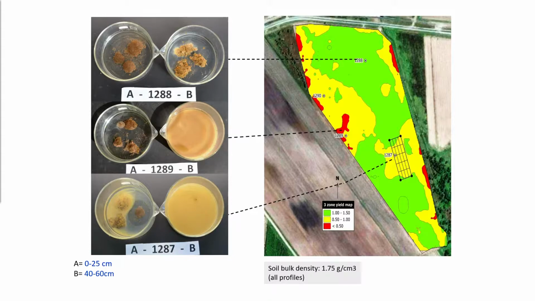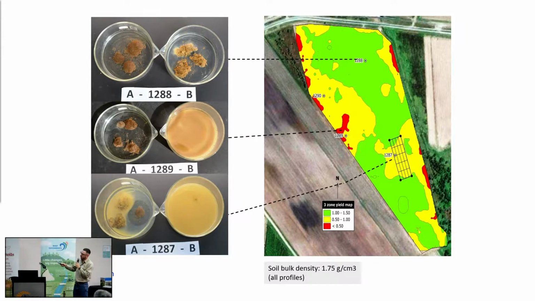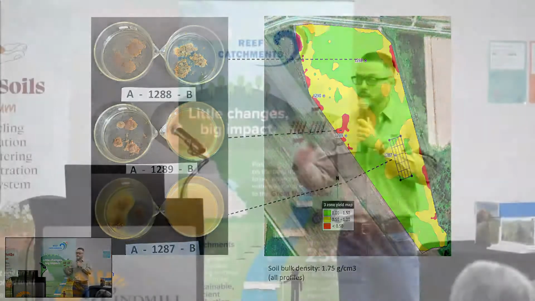Anyway, this is the trial paddock there. That's a yield map. The green areas are showing the high yielding areas, mid yielding areas in yellow, and very low yielding areas in red. So for us to actually set up a trial in there, we didn't want to do a strip trial all the way across the block, because of the variability, we would have issues with the data.